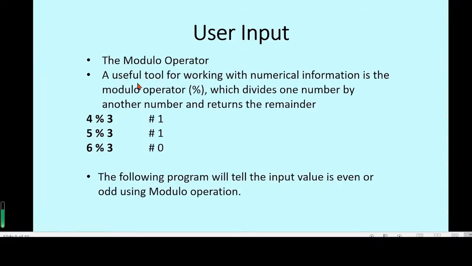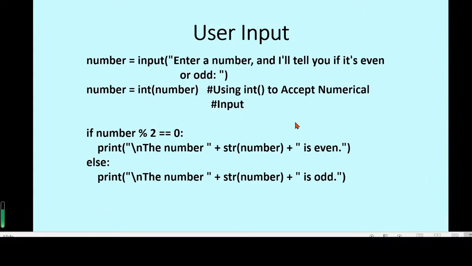The modulo operator. A useful tool for working with numerical information is the modulo operator, which divides one number by another number and then returns the remainder. So we use the percent symbol for the modulo operation. For example, 4 modulo 3 will get 1, and 5 modulo 3 will get 2 here. The following program will tell whether the input value is even or odd using the modulo operation.